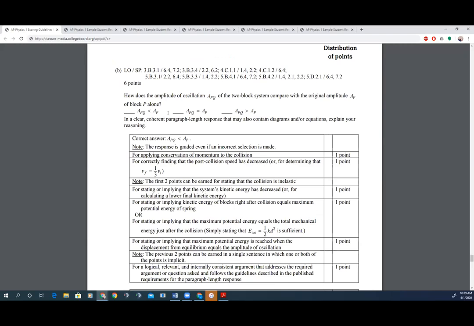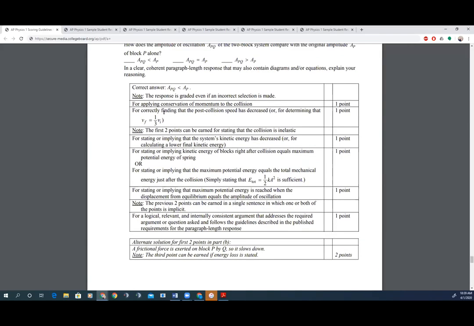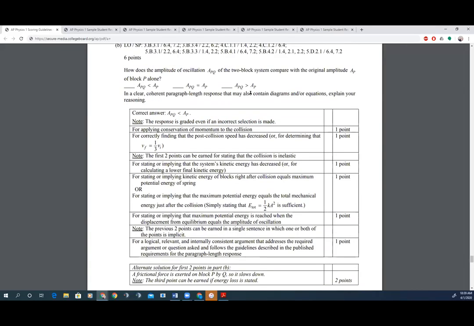However, for part B, they actually break this down into several different stages, right? So note the response is graded even if an incorrect selection is made. So basically, you could have checked the wrong box for one of these, and you're still going to get a grade based upon your explanation, right?